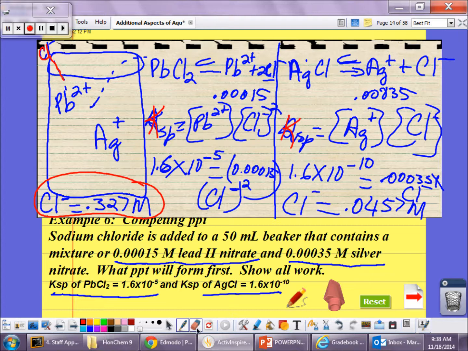So let's correct this right now. It's much, much, much easier to make a correction before I close the video than to do it afterward. So the chloride is 4.57 times 10 to the negative 7 molar. So this is way smaller. That means the silver chloride will precipitate first.